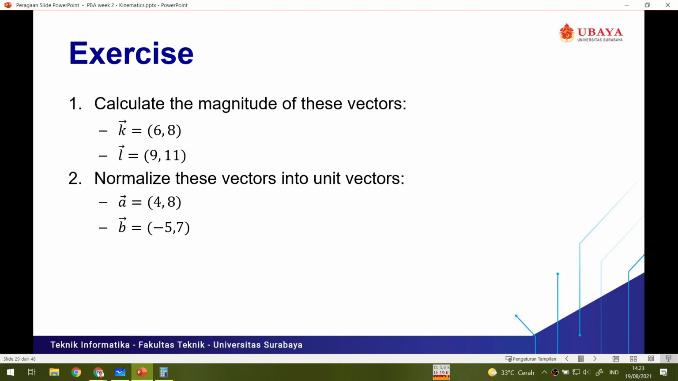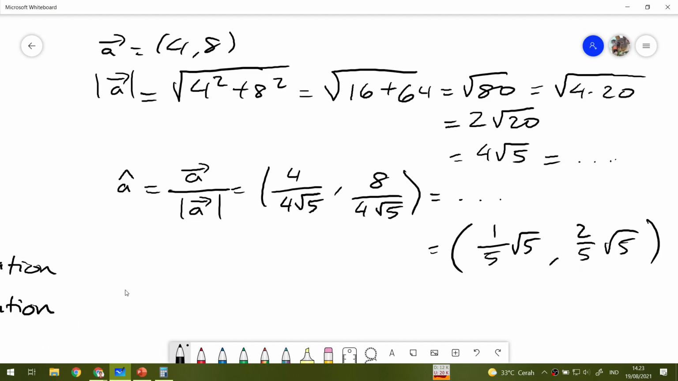Anyone wants to volunteer how to calculate the unit vector of B, if I have B equals -5 and 7? It is -5 per square root of 74, comma 7 per square root of 74. Square root of 74, yeah?